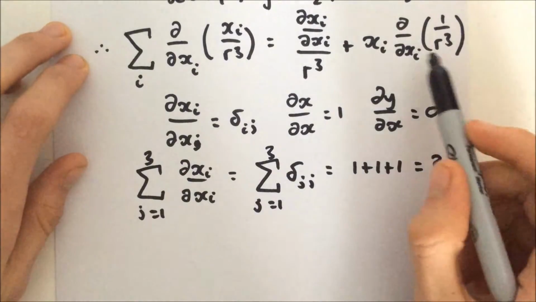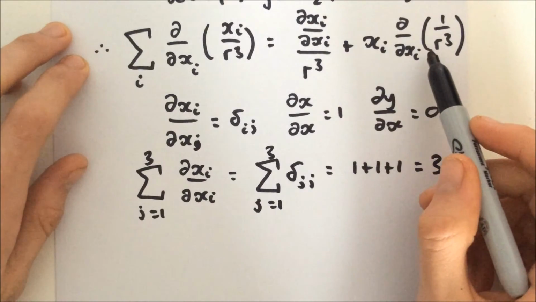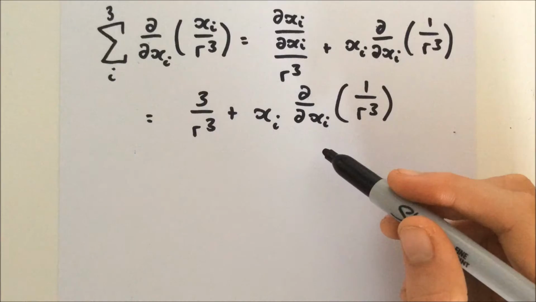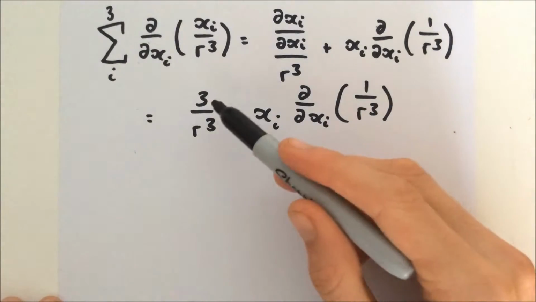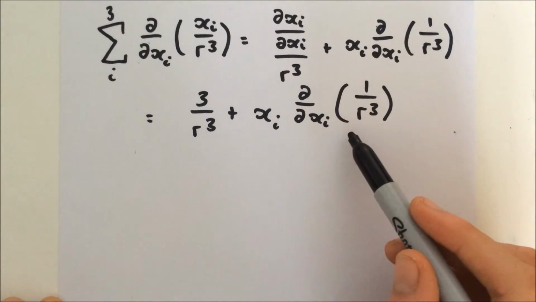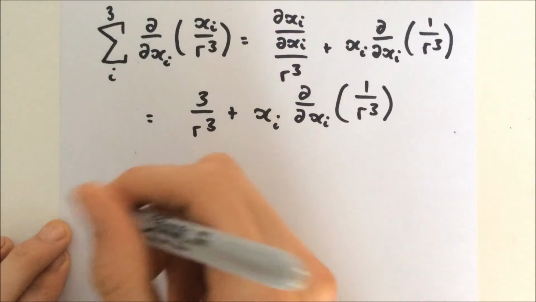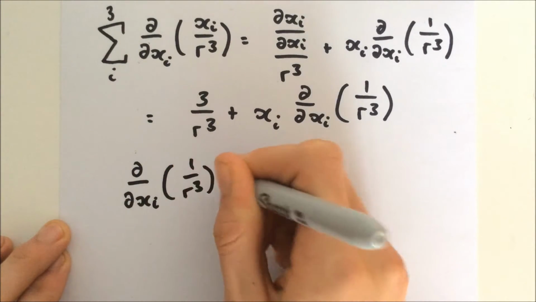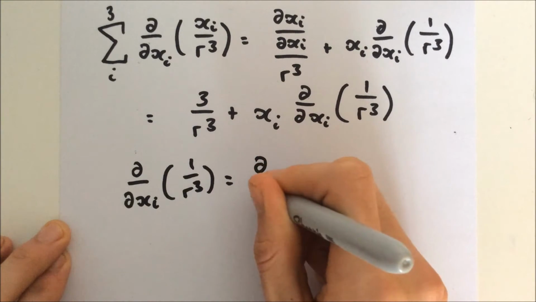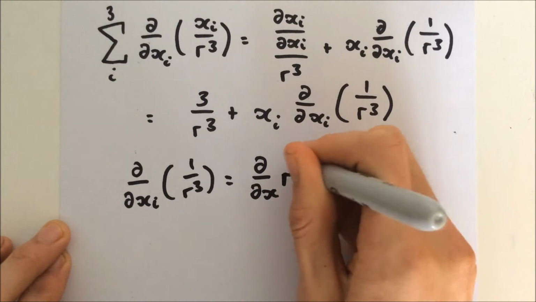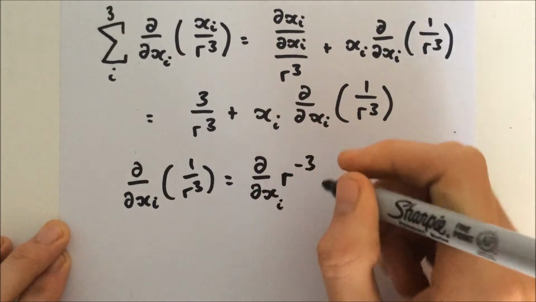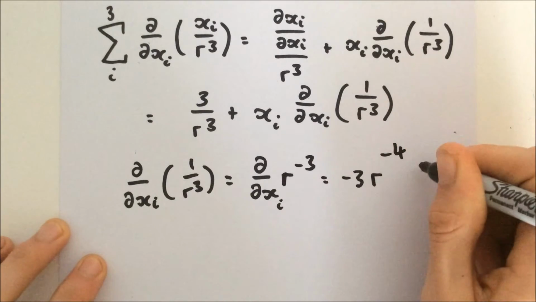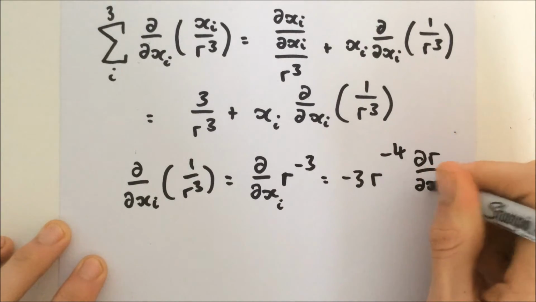Now, what about this derivative? Let's look at this term, the derivative of 1 over r cubed with respect to xi. Just to reiterate, we've got 3 over r cubed. Now we need to look at this partial derivative. The partial derivative with respect to xi of 1 over r cubed is equal to the partial derivative with respect to xi of r to the negative 3. This is simple. It's just negative 3 r to the power negative 4, and then use the chain rule, so it's the partial derivative of r with respect to xi.